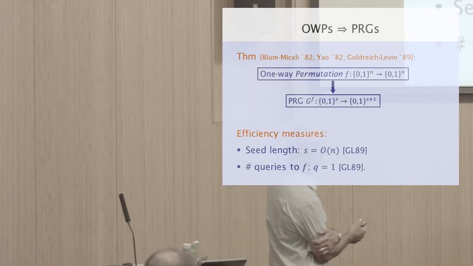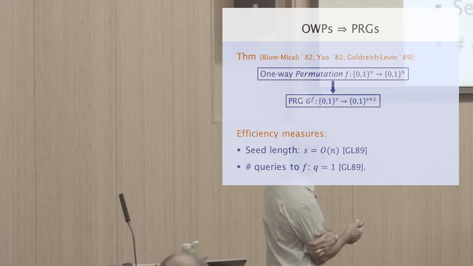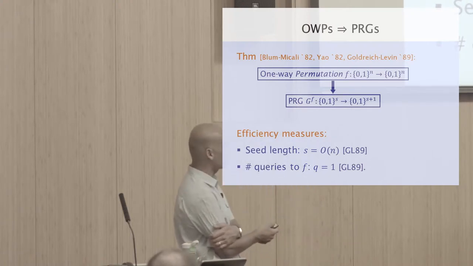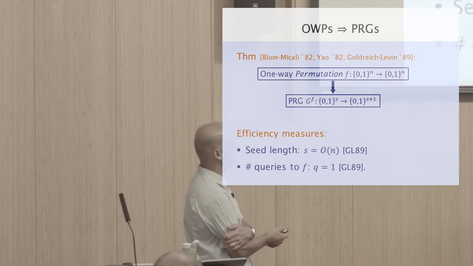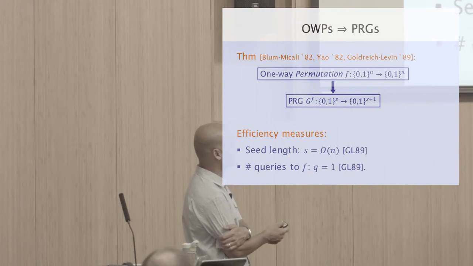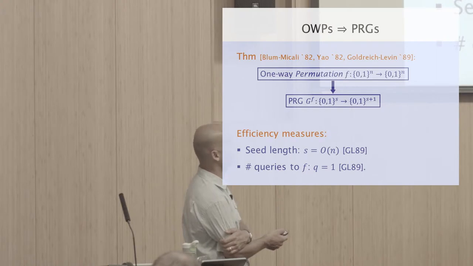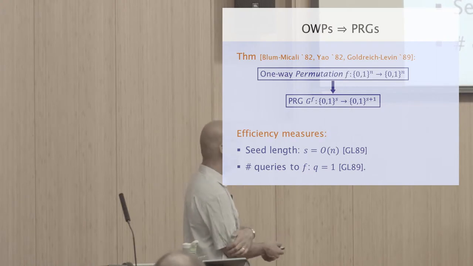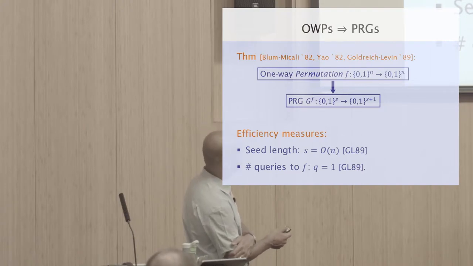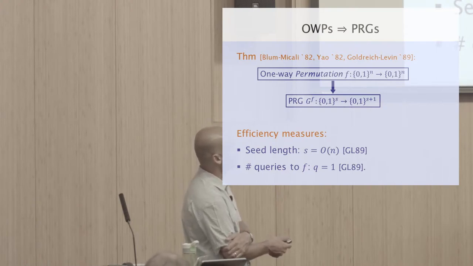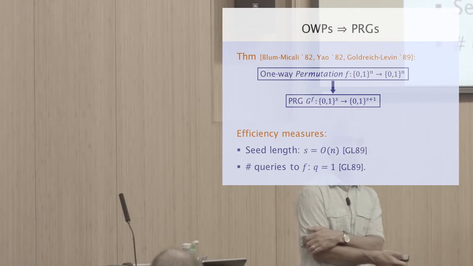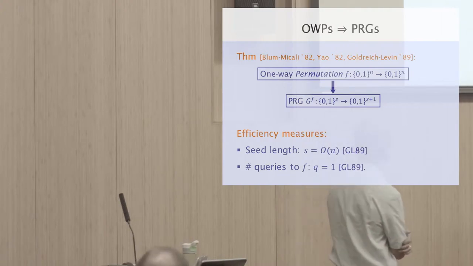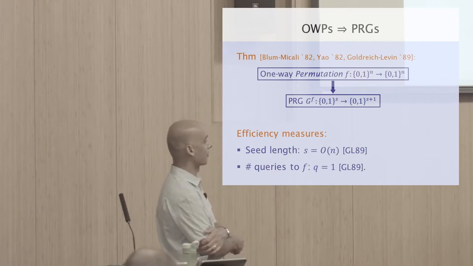One thing to point out here is that when we construct a pseudo-random generator from a one-way permutation, not only is the construction simpler, but it's as efficient as you could hope for. You can get a seed length that is linear in the input length of the one-way function you started with, and in fact even 1 plus little o of 1 times the input length. Throughout the talk, we're only caring about getting a stretch of at least one bit. You only need to make one query to the one-way permutation. These are things that we would love to be able to achieve from general one-way functions.